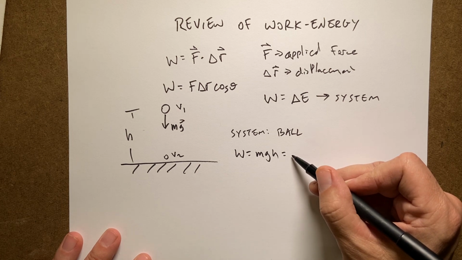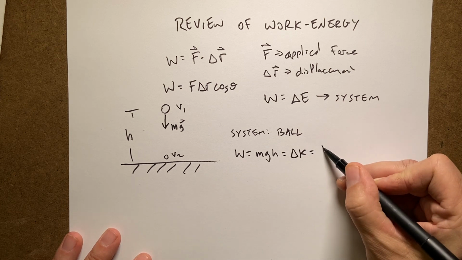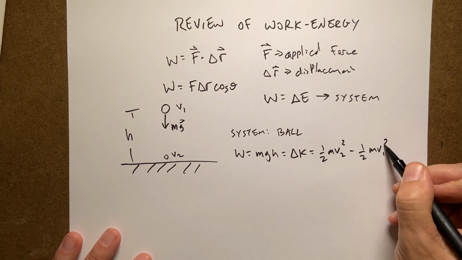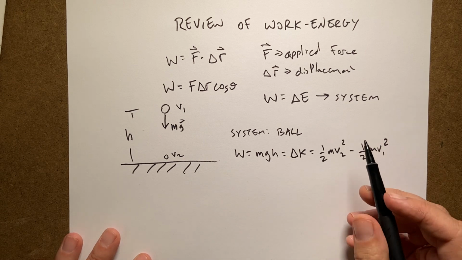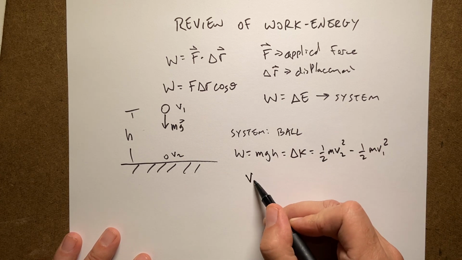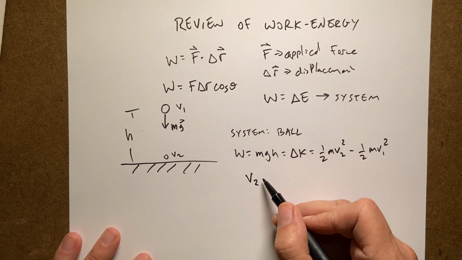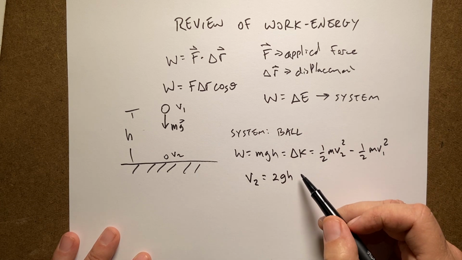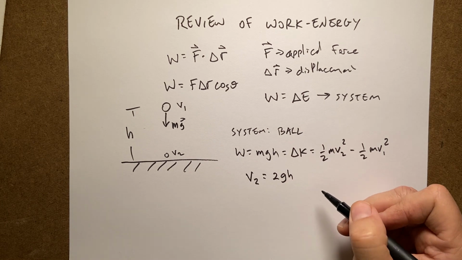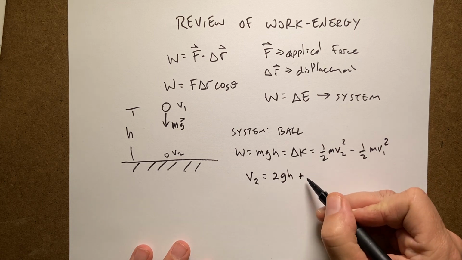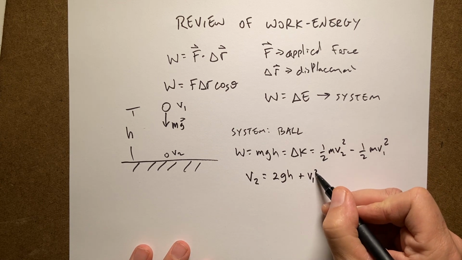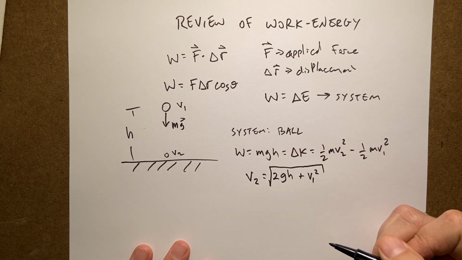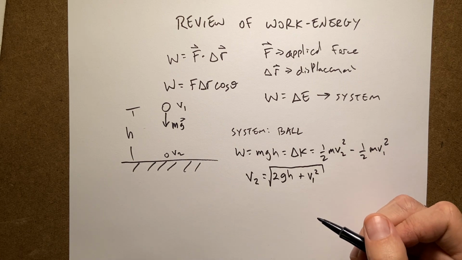It's positive, and it would be the change in energy. In this case, the only kind of energy I have is kinetic. So this would be 1/2 mv2 squared minus 1/2 mv1 squared. So I could solve this for v2 if I wanted to. Let's just do that. So v2, all the masses cancel. It's going to be equal to the square root of 2gh plus v1 squared. Okay, so that's the work energy principle.